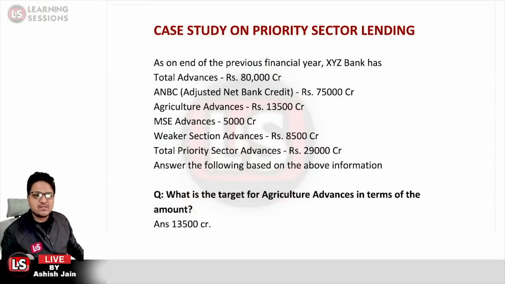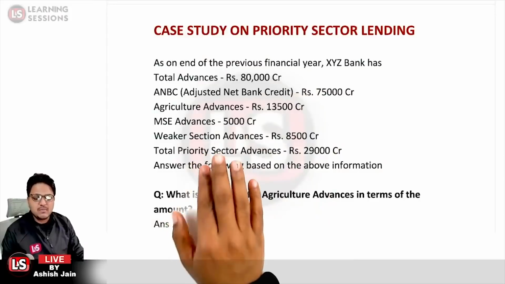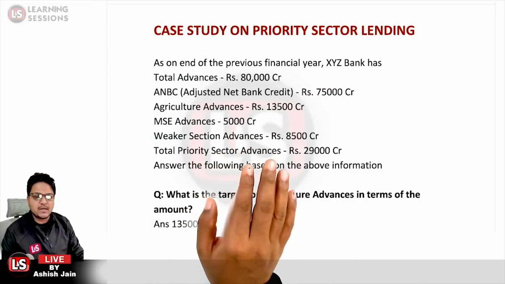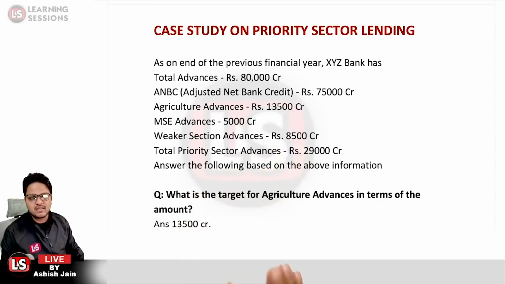So, as at the end of the previous financial year, XYZ Bank has total advances of rupees 80,000 crores. ANBC, that is adjusted net bank credit, is given to be 75,000 crores. Agriculture advances and all the other advances have been mentioned, and we need to answer accordingly.